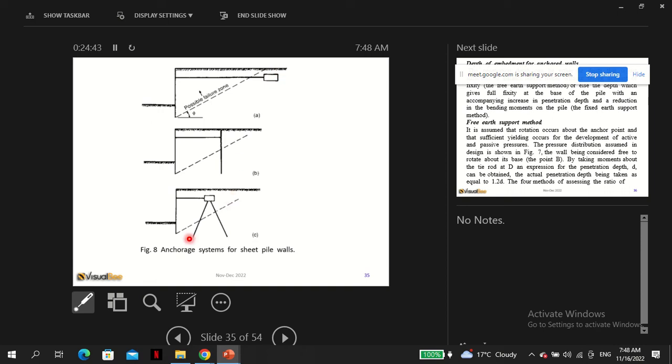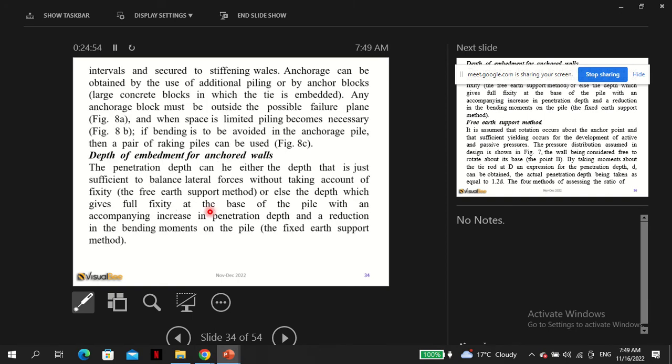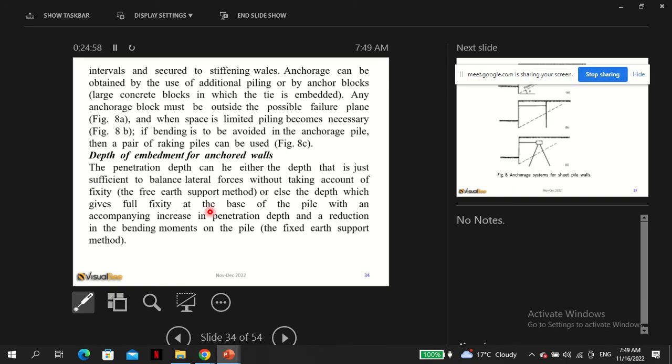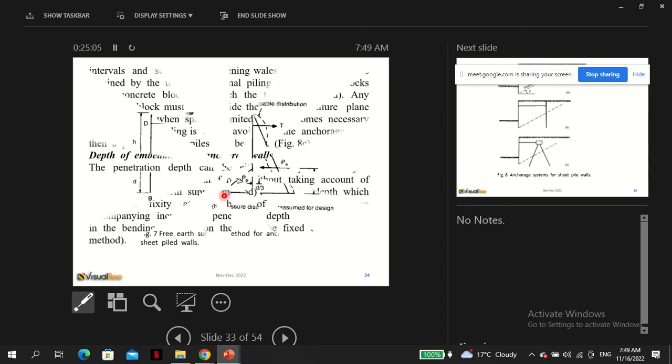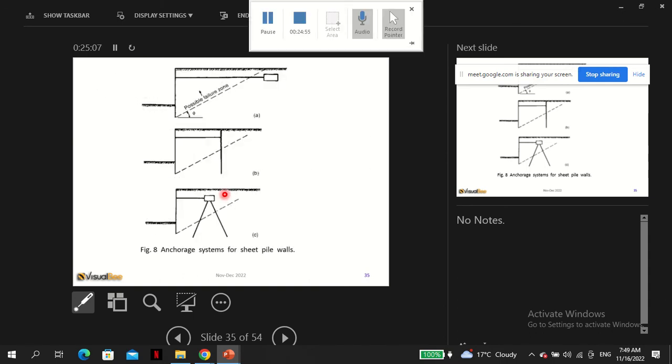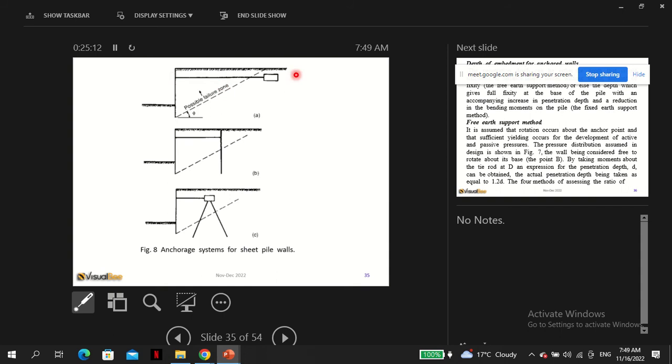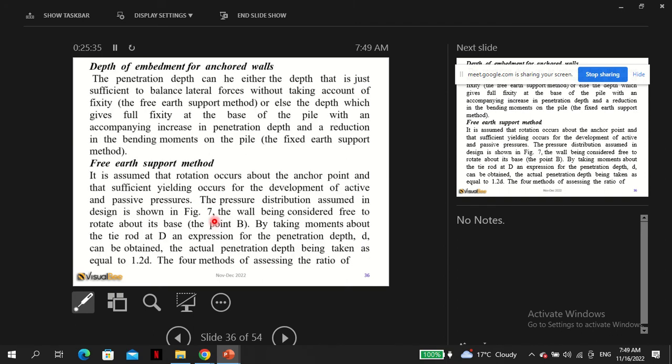So again, if you anticipate some moments also, then you provide some support, a pair of raking piles as shown in C. When space is limited, because you can see here, to extend this beyond the slip zone we need some space, you can do this, but you can see now this is still anchored beyond the slip zone. So if there are moments, then you provide the raking piles as shown.